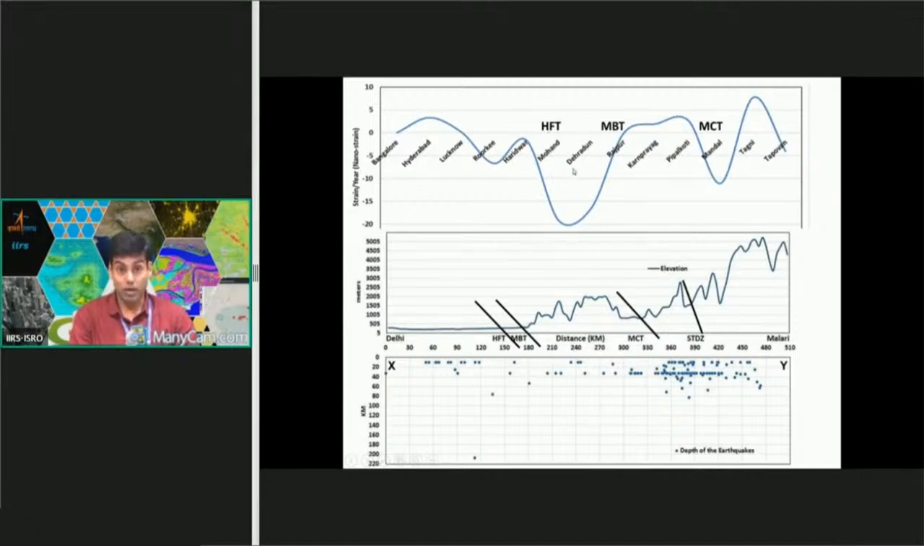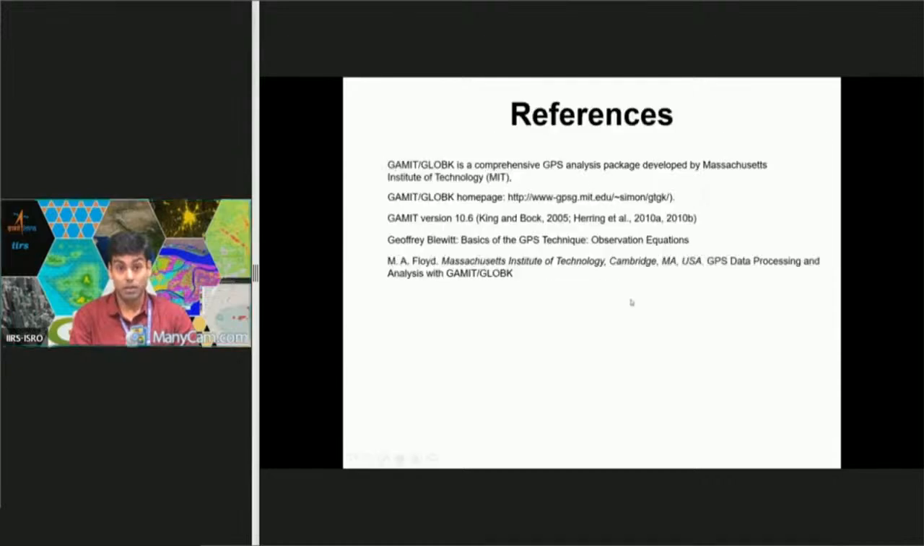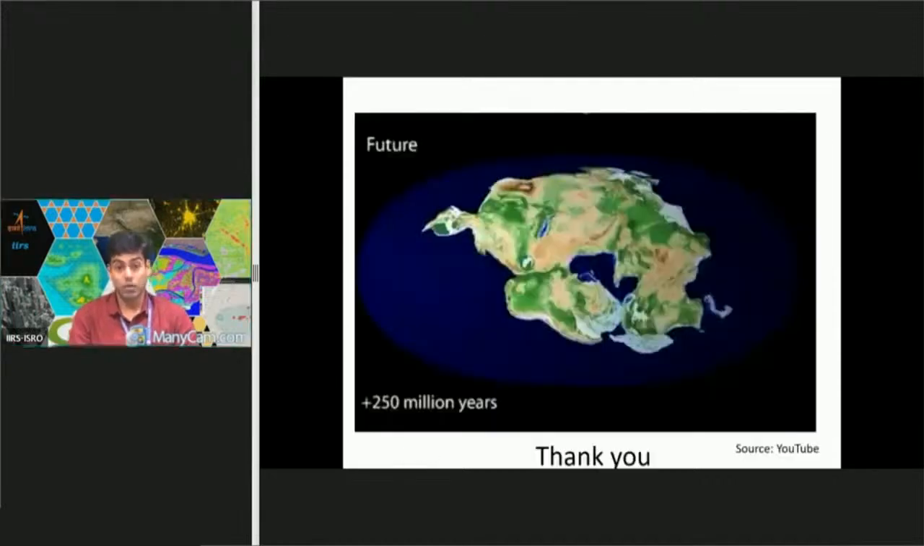So more earthquakes are going to occur in future from this region, and here you can see more earthquakes are taking place and less strain. So strain is releasing here because more earthquakes are occurring here. So this confirms and validates our result. These are the summaries of the result, and these are some references which you can use for your study. Thank you very much.